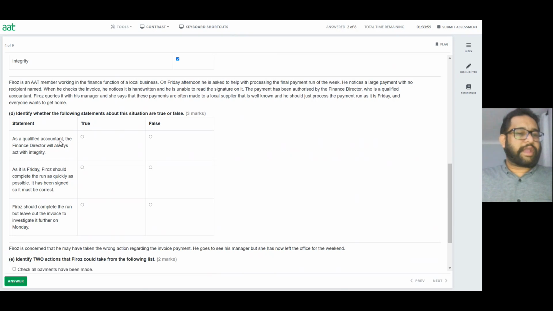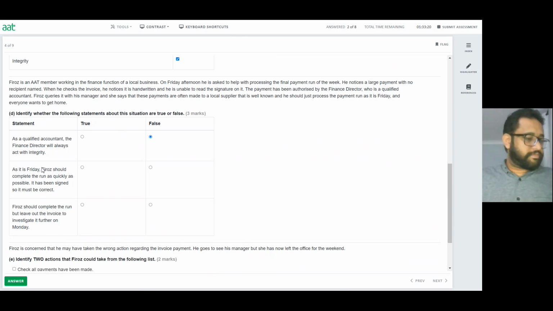As a qualified accountant, the finance director will always act with integrity. Straight away, we're going to look at that word always. This is a key word here, because it doesn't mean that because you are a qualified accountant you're going to act with integrity every time. Sometimes, and this is human nature, somebody may, even unknowingly, not act with the right integrity expected. So this word always straight away puts this whole statement into an incorrect one. So I'm going to say it is false.